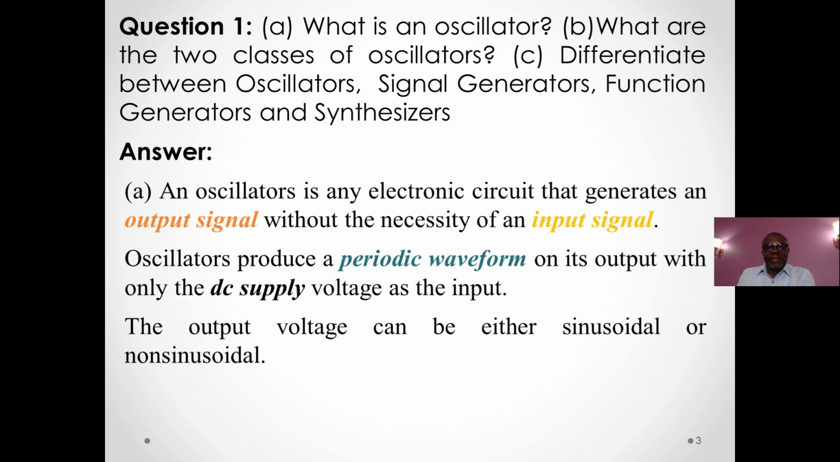So you can see that the term oscillator is all-encompassing for those devices that can generate output without the necessity of an input, except the DC power supply voltage that powers the circuit. And the output could be a sinusoid or a non-sinusoid, like square wave, sawtooth, rectangular waveform. So it is very important that you know what oscillators mean.